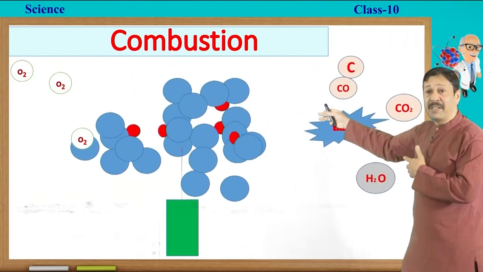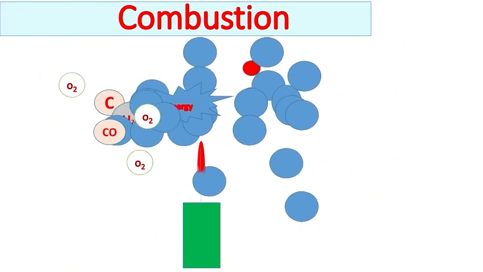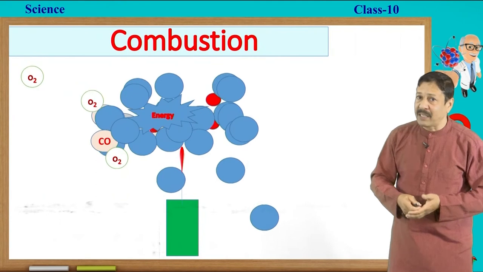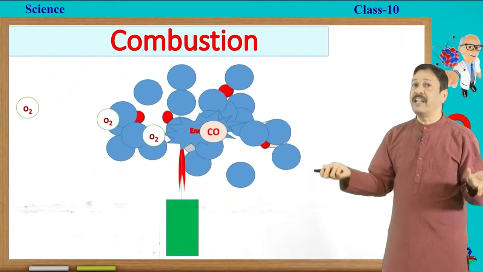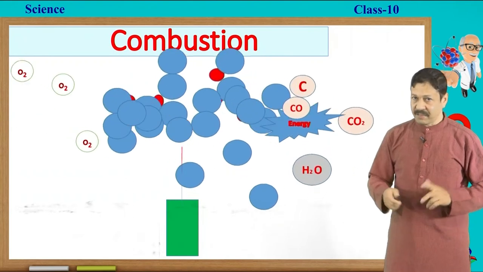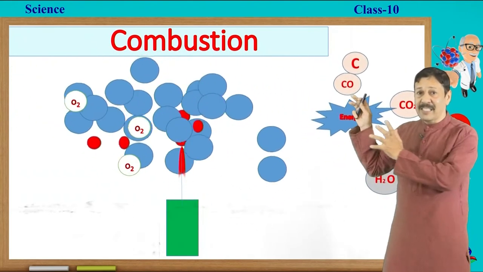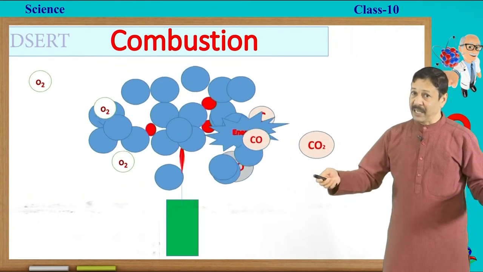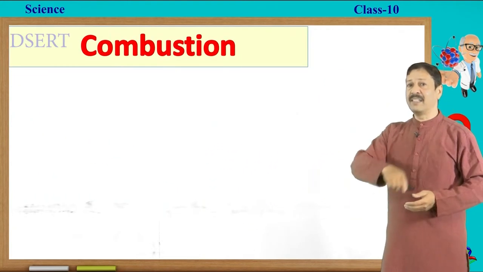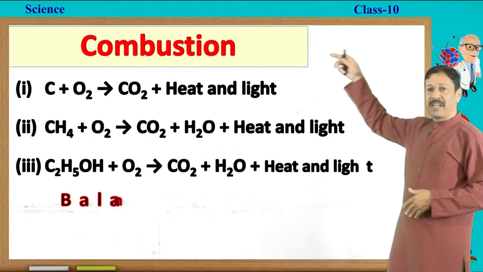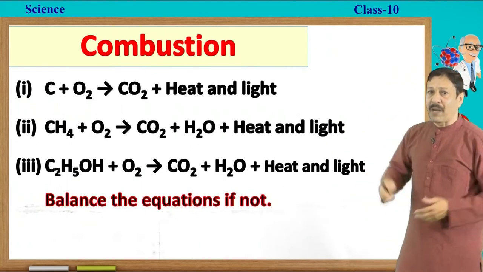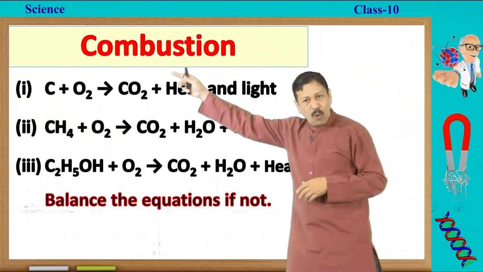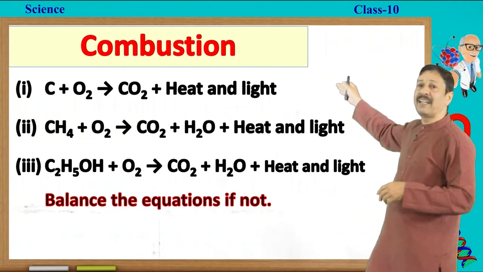I think this animation helps you to remember the combustion process. If it is only an allotropic form of carbon, there is no water because there is no hydrogen. Right? Now let us see this process with the help of equations. That will be more comprehensive to understand combustion. Now the reactions: allotropic forms of carbon, coke, coal, charcoal, anything. So, C plus O2 produces CO2 and then heat and light.